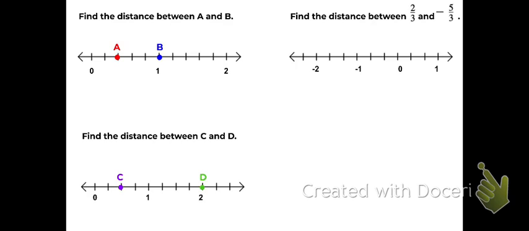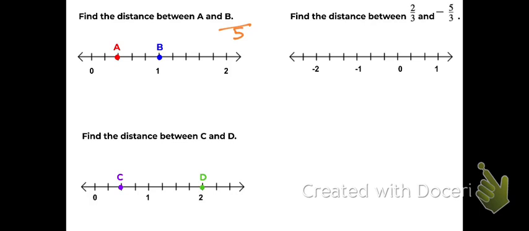The denominator is the number of parts a whole number is broken into. So if we think about the distance between 0 and 1, this is a whole number. How many parts is that divided into? 1, 2, 3, 4, 5. Or the distance between 1 and 2, how many parts is that divided into? 1, 2, 3, 4, 5. So our denominator is going to be 5.